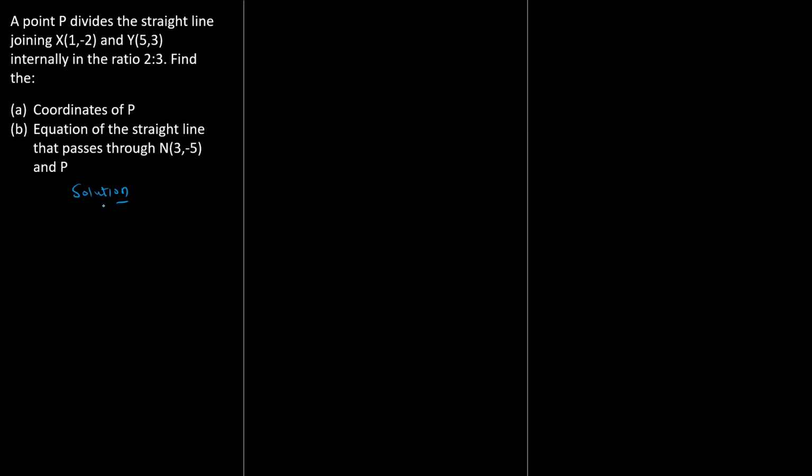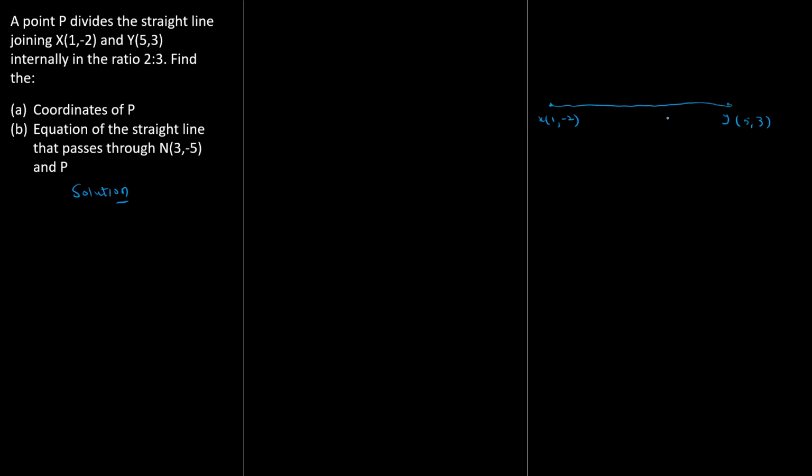Okay, so with the question, let's analyze the question very well. It says a point P divides a straight line joining 2 points. Let me just make a sketch here. Let me say this is my point X, and with that point we have 1 and -2, and this is my point Y with coordinates of 5 and 3. And there is a line that joins these 2 points.